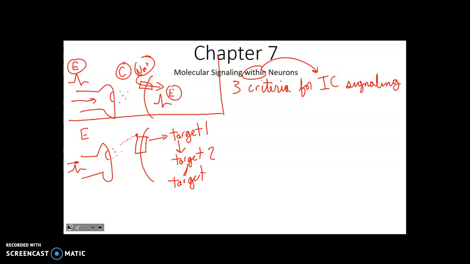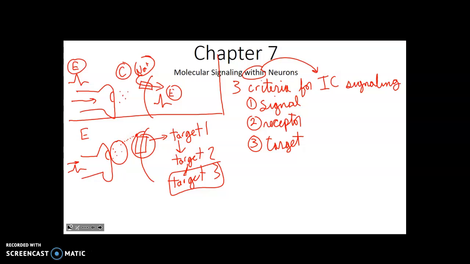The first of those criteria is you have to have some signal. And in what we drew here, we've got that. Here's our signal, the chemical ligand. We need a receptor. Well, we've got that too. And lastly, we need some sort of target. And in this case, we have multiple targets, but we'll talk about target 3 because it's our final one. Okay? So this fulfills our criteria.